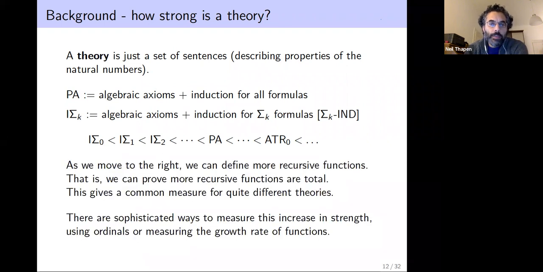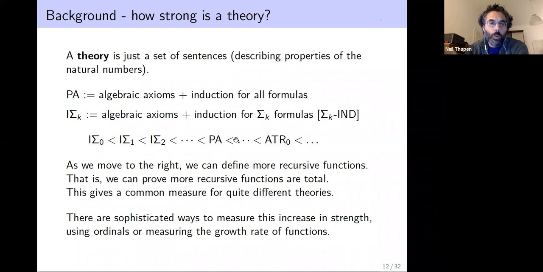And there's a system developed for measuring the strength of these theories. The theories can be different kinds, but they can all talk about computation and recursive functions. And a useful measure of the strength of a theory is the set of functions that they prove are recursive. So each one along here can prove that some set of recursive functions are total, and the set gets bigger as you go from left to right. And there are some nice ways to measure the increase in strength.